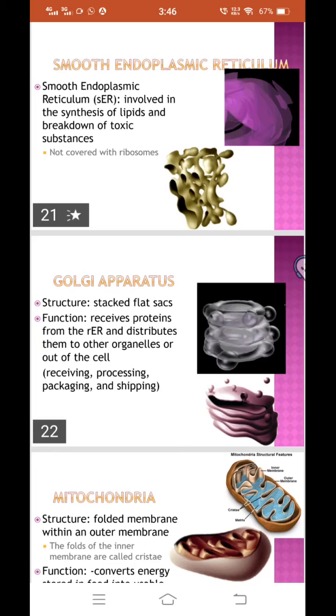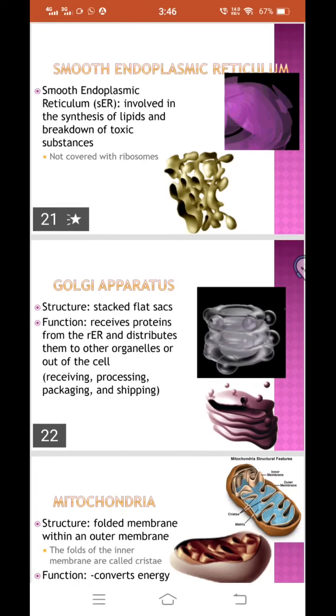Okay, so smooth endoplasmic reticulum does not have ribosomes, so ribosomes are not attached to the endoplasmic reticulum. Okay, so they are not covered with the ribosomes. So when the endoplasmic reticulum is not covered by the ribosomes, it means they are not active in the participation in the protein synthesis. They are inactive in the participation of the protein synthesis.